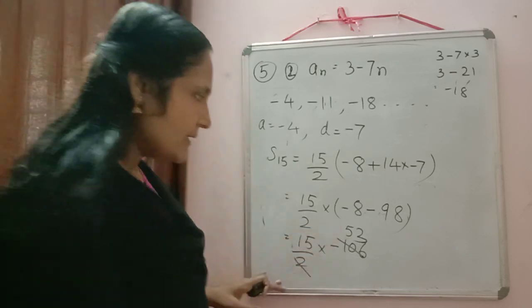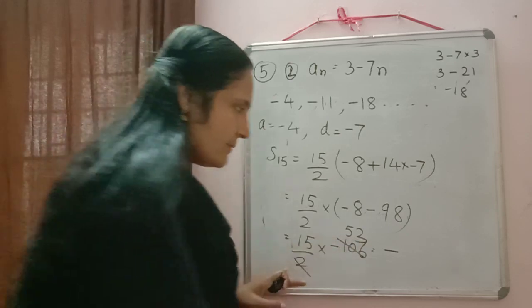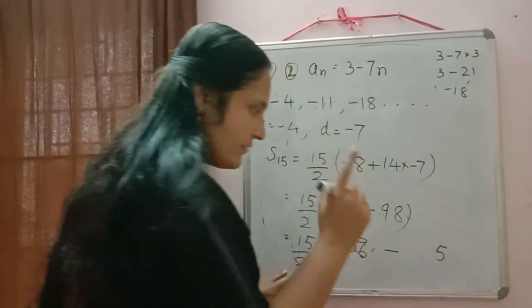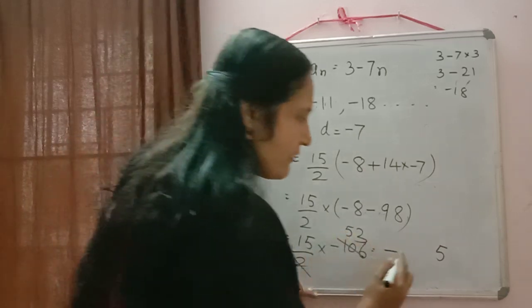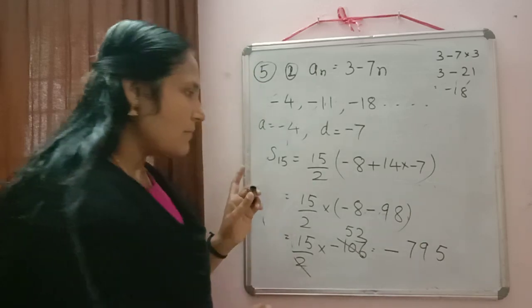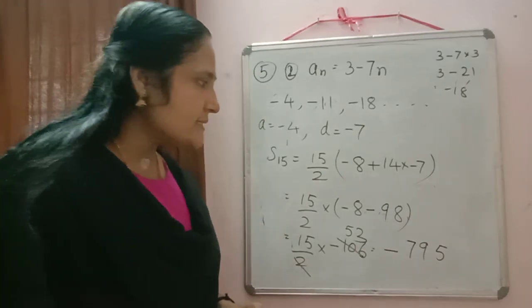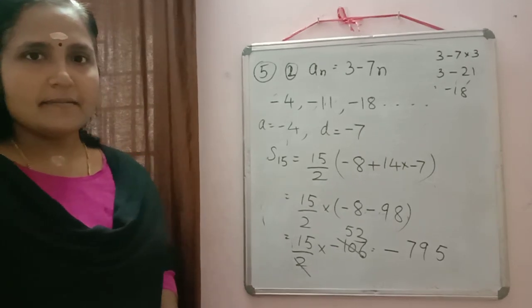Now we will multiply it by 15. So minus 15 3s are 45, 5 carry over 4. 15 5s are 75, 75 plus 4 will be equal to 79. So we are getting the sum of 15 terms as minus 795. We'll move to the next question.